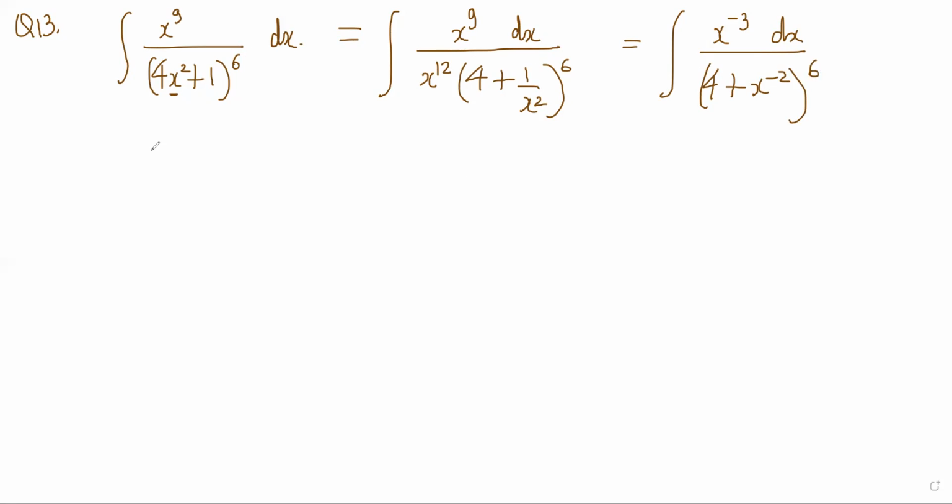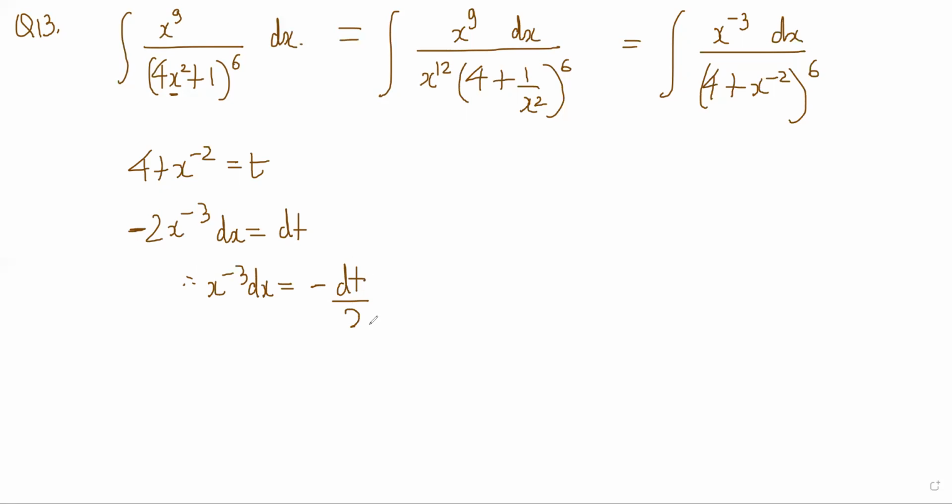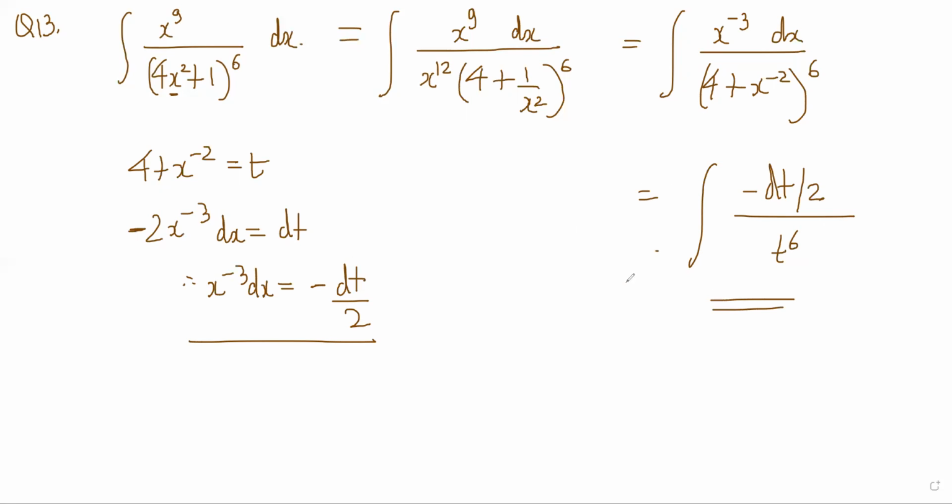And now you notice that 4 plus x^-2 = t will work fine, because you'll get -2x^-3 dx = dt, and therefore x^-3 dx = -dt/2. You can apply this here and it becomes -dt/2 by t^6. So again, the technique here, after this it is solvable, so I'll not go into the details here.